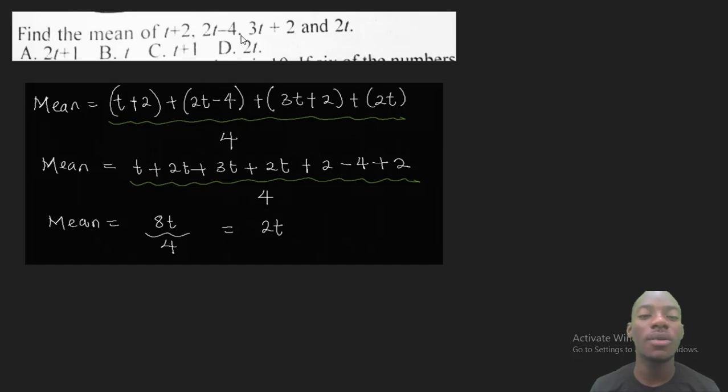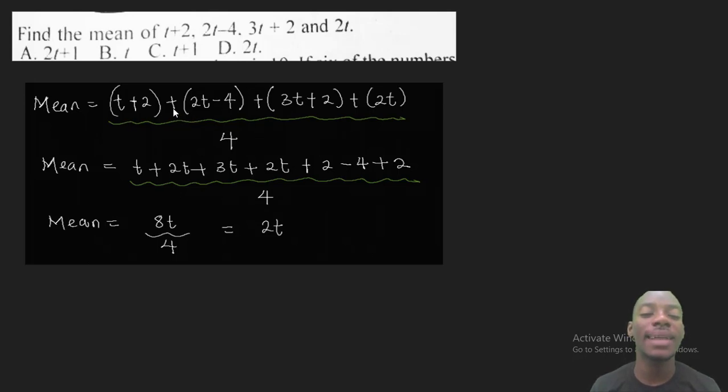Next question, find the mean of this kind of value. Now, you have numbers that have letters. You can see values that have letters here. Now, how do you find the mean? The normal way, you just add all the numbers and divide by how many they are. So I have t plus (2) plus (t plus 2) plus (2t minus 4) plus (3t minus 2) plus 2t. And that's what I have here.